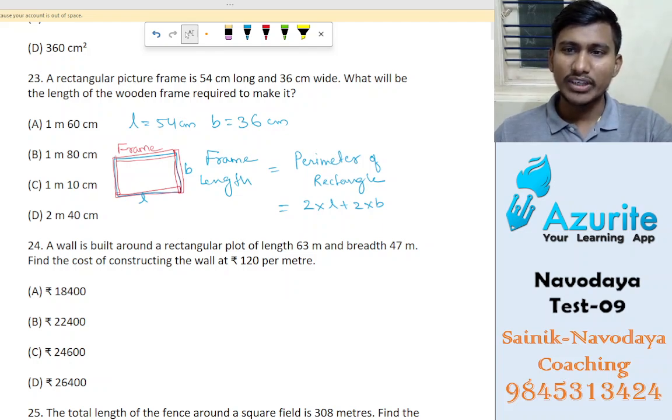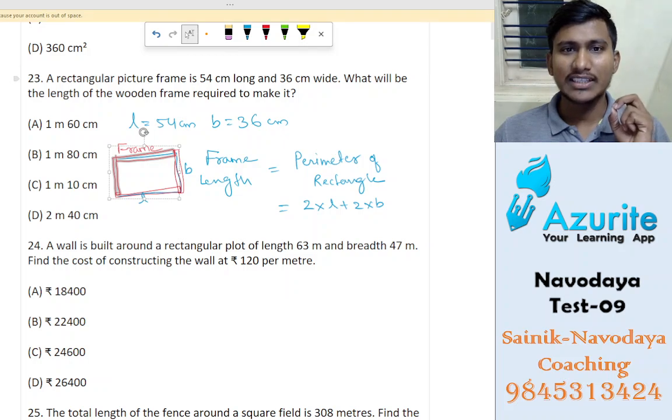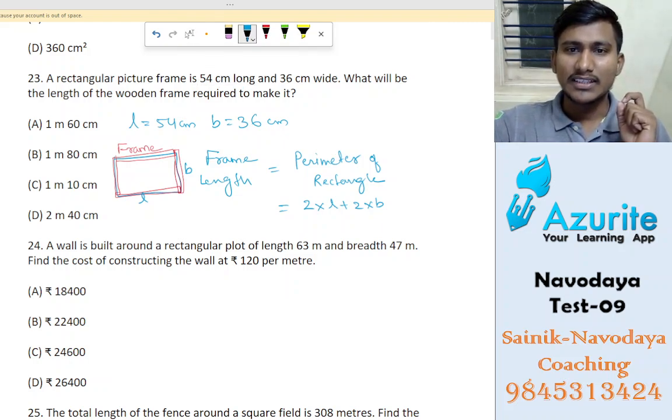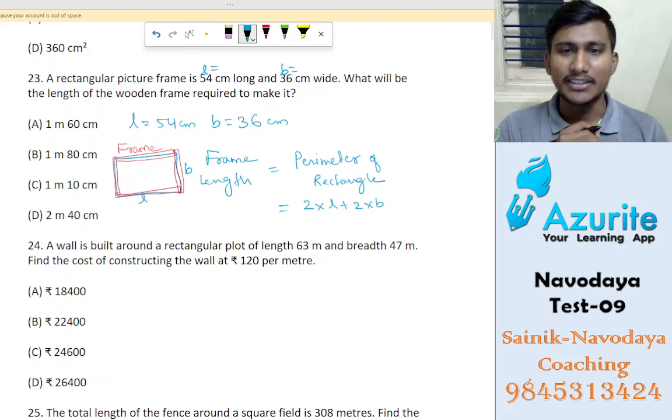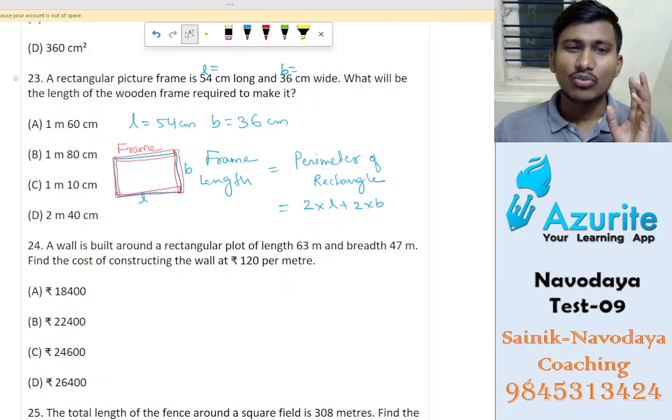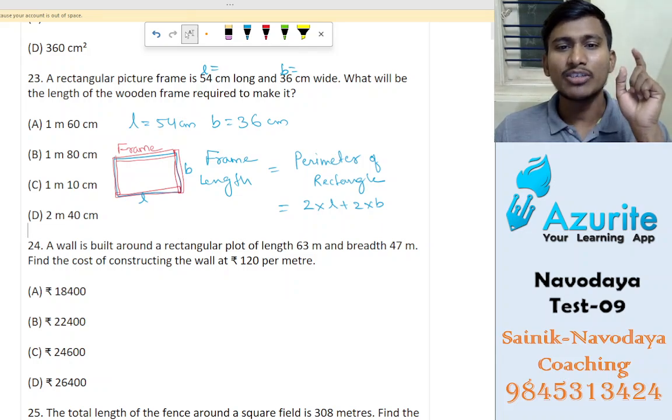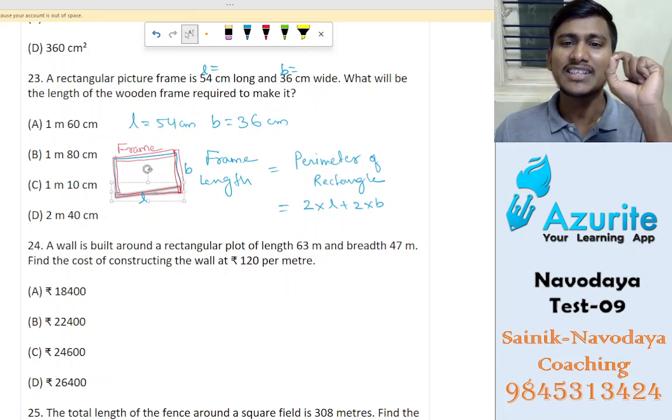So see here, 23 question. What they are asking: a rectangular picture frame is 54 meter long and 36 meter wide. Long means that is the length, and wide means that is the breadth. So 36 meter is the breadth. What will be the length of the wooden frame required to make it? The photo will be inside, the frame will be outside, on the boundary. Boundary means perimeter.